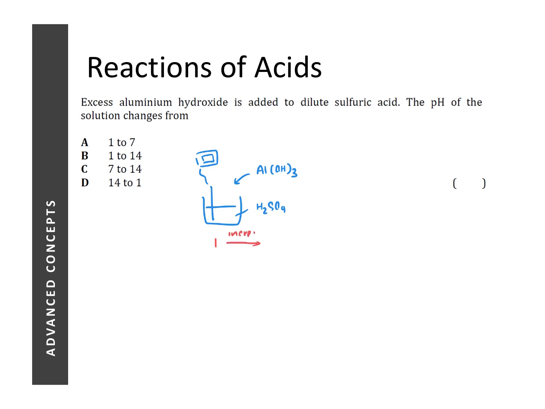Now there will come a point where all your acid is reacted away. So at this point, we have no acid present. The solution will be neutral. Okay, the question now is what happens if we continue to add aluminum hydroxide after that.